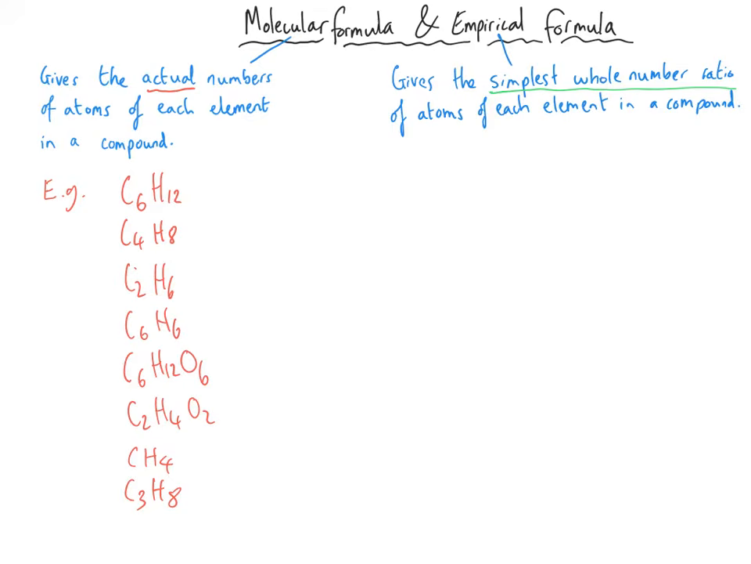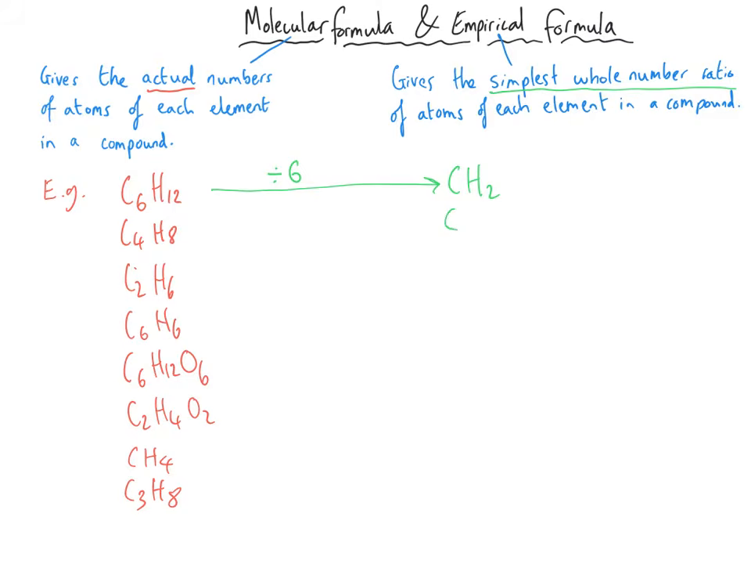So where the molecular formula gives the actual numbers of atoms of each element in a compound, the empirical formula gives us just the simplest whole number ratio. For example, CH2. That acknowledges the fact that there is only 1 carbon for every 2 hydrogen atoms in the molecular formula. Now you'll notice that the relationship between the two formulae is an integer multiple. So for here, if we divide the molecular formula by 6, we get to the empirical formula.